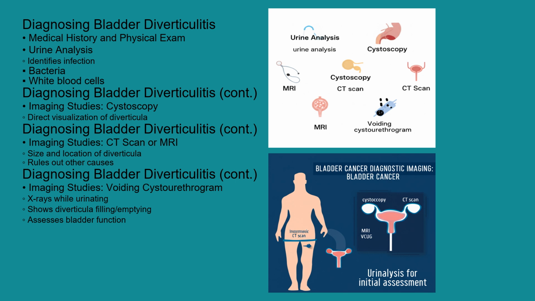Imaging studies are crucial. A cystoscopy, where a small camera is inserted into the bladder, allows the doctor to directly visualize the diverticula. A CT scan or MRI can also be used to assess the size and location of the diverticula and to rule out other possible causes of the symptoms. A voiding cystourethrogram, which uses X-rays while urinating, can show the diverticula filling and emptying, providing valuable information about bladder function.